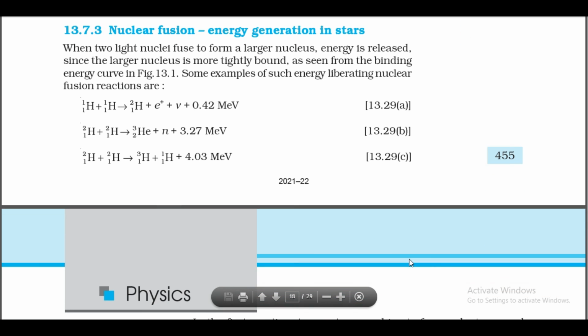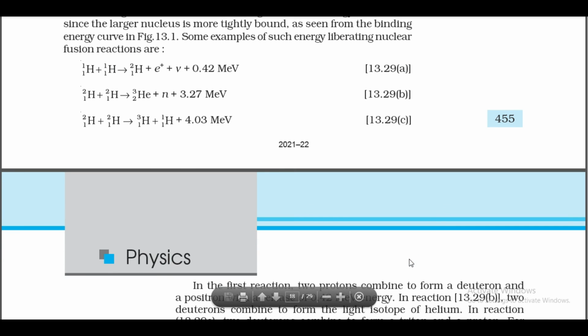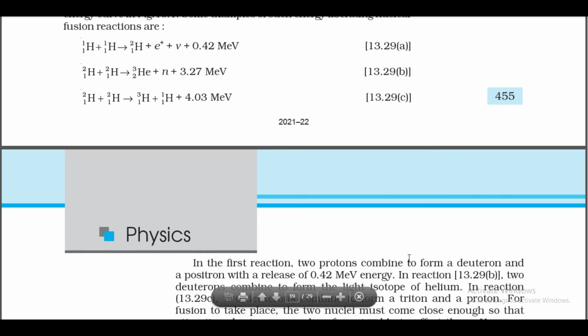13.7.3 Nuclear fusion: energy generation in stars. When two light nuclei fuse to form a larger nucleus, energy is released since the larger nucleus is more tightly bound. As seen from the binding energy curve in figure 13.1, some examples of such energy-liberating nuclear fusion reactions are 1H1 + 1H1 gives 1H2 + e+ + ν + 0.42 MeV, and 1H2 + 1H2 gives 2He3 + n + 3.27 MeV.